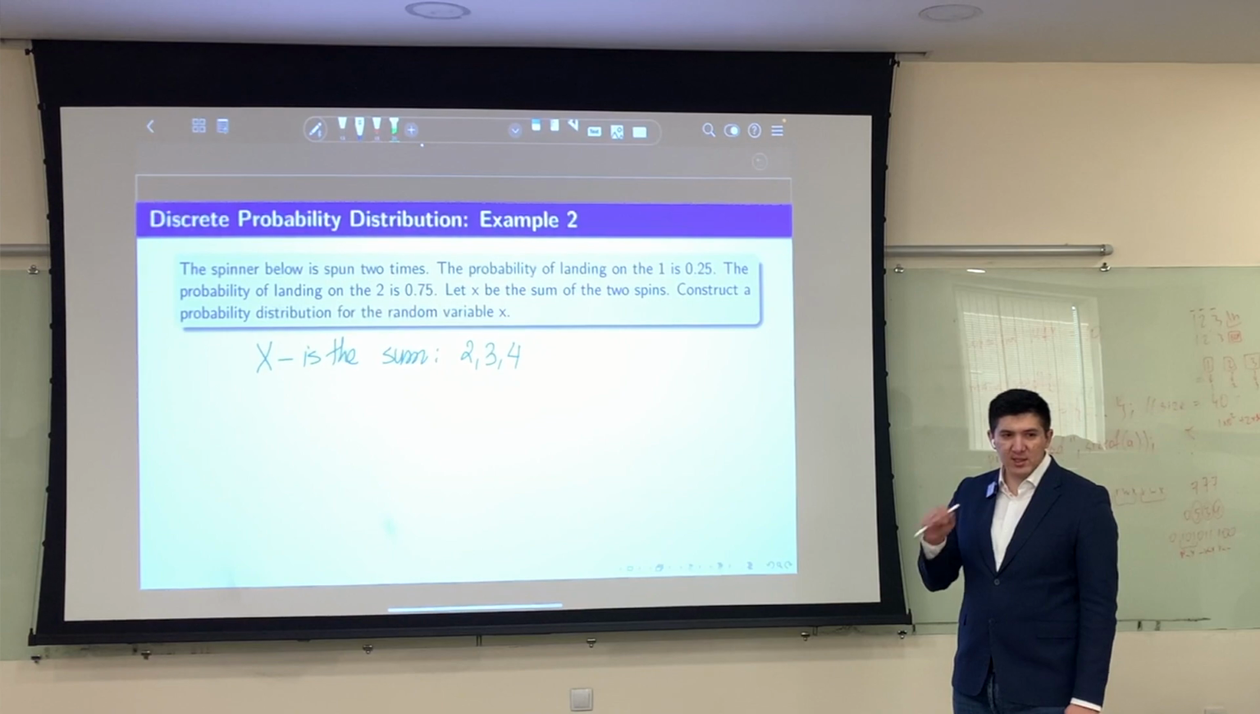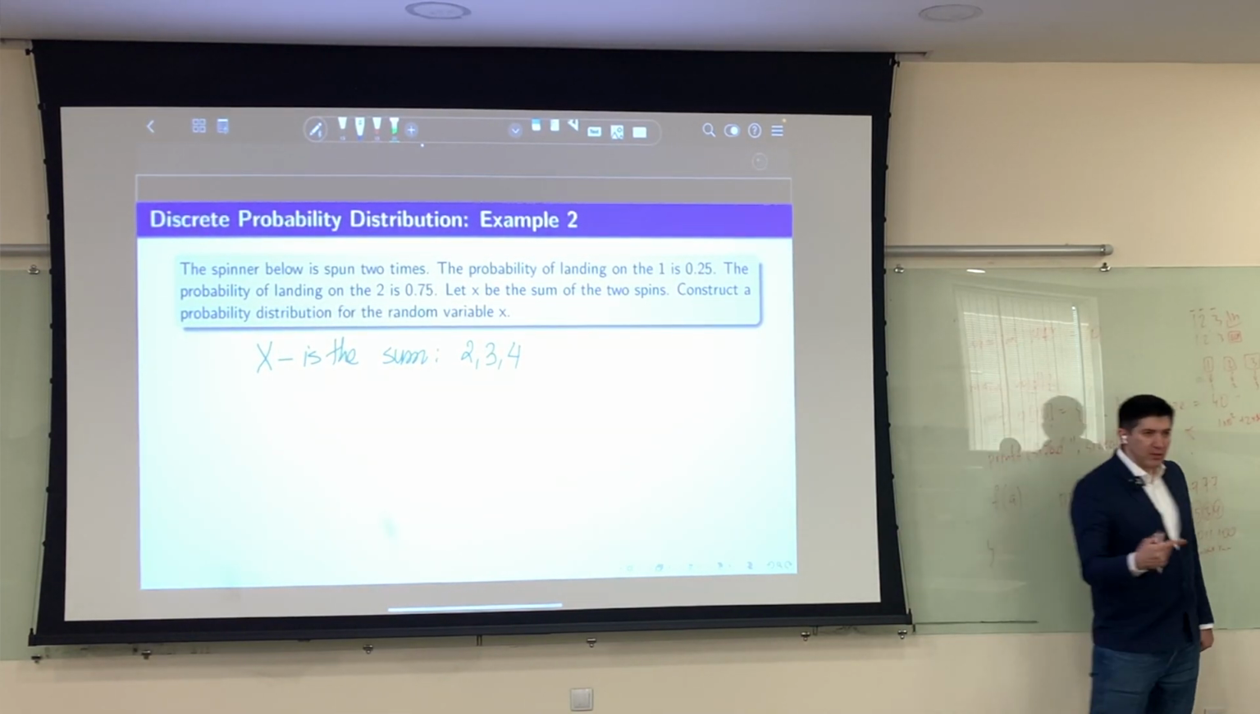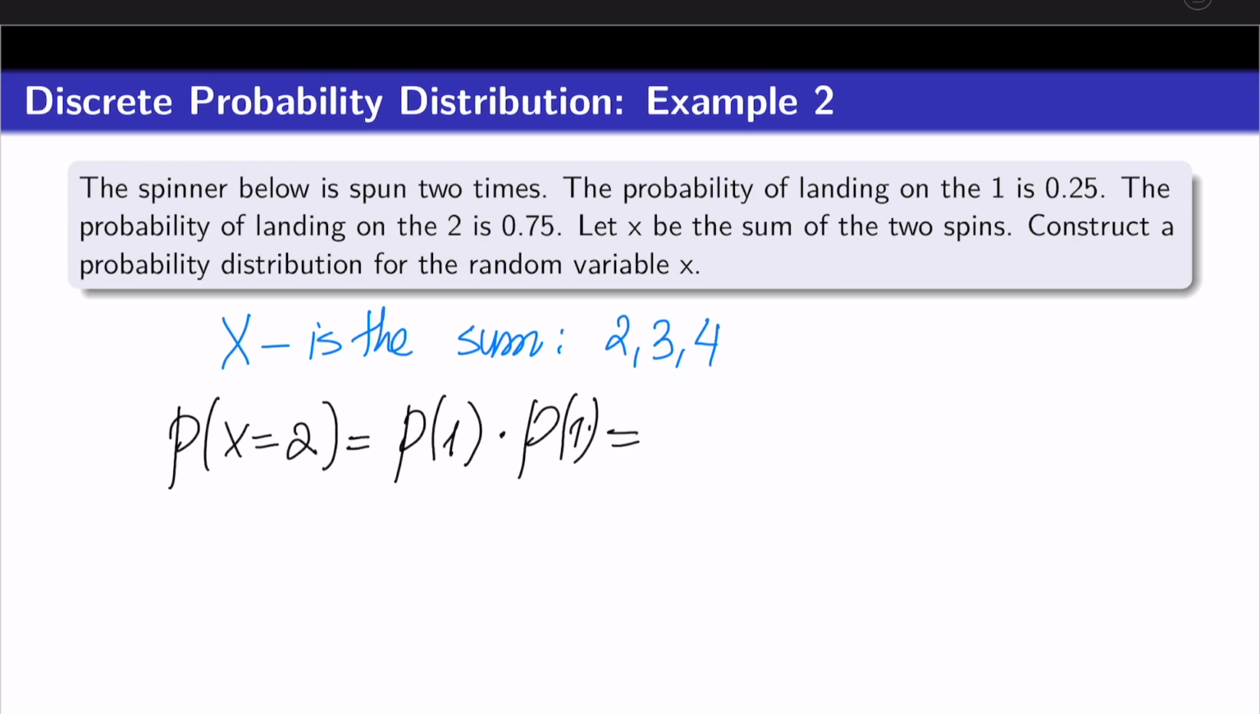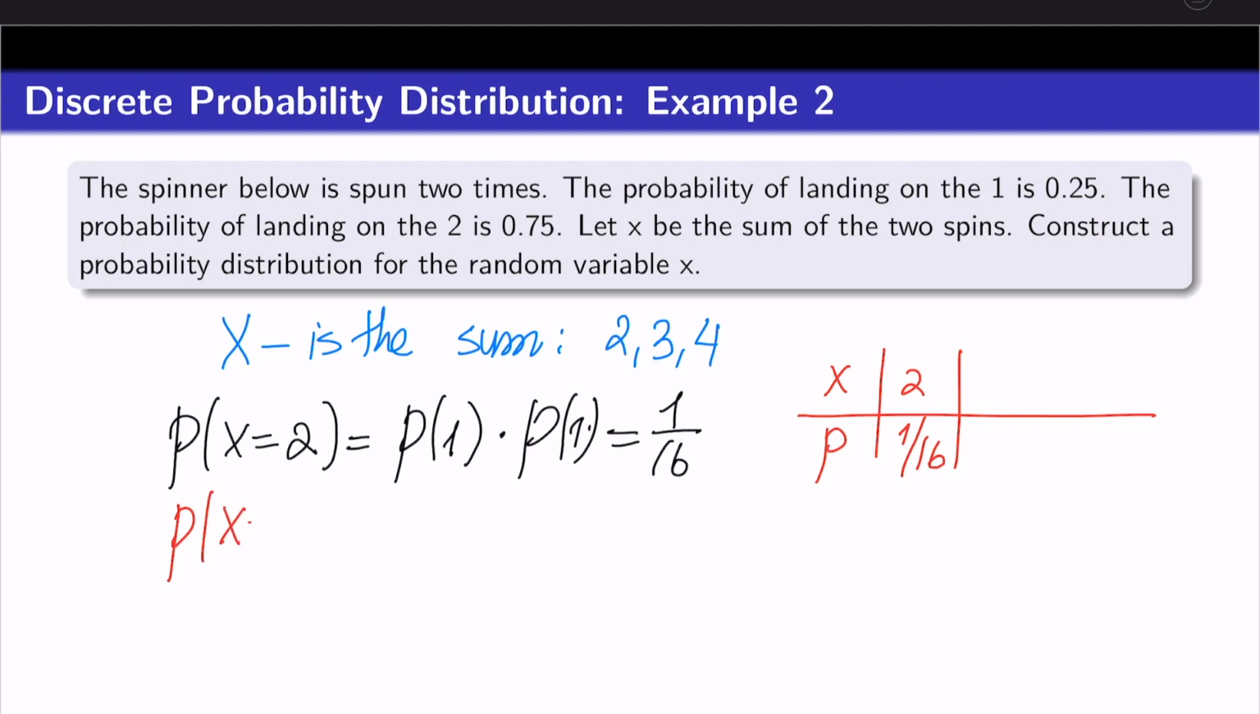Do you understand this? The sum of the 2 results. So let's find all of the probabilities in order to make the table. The probability of x equal to 2 is when you obtain 1 in the first trial and 1 in the second trial. It is going to be equal to 1 over 4 times 1 over 4, which is 1 over 16. I'm just going to make the table here to write down all of these results. So x can take the value 2, and its probability is 1 over 16. At the same time, x can take the value 4.